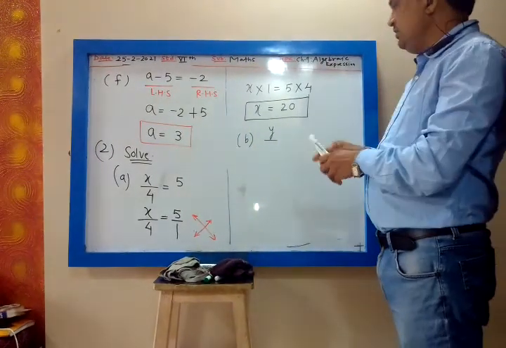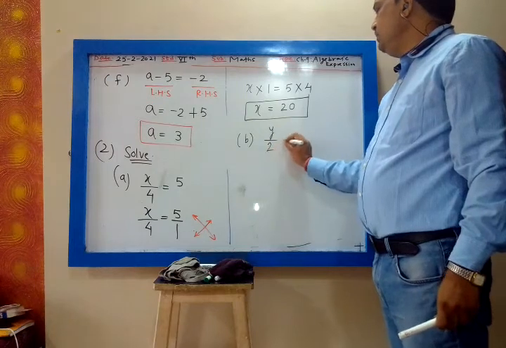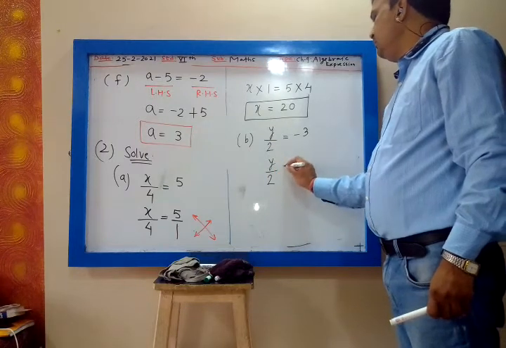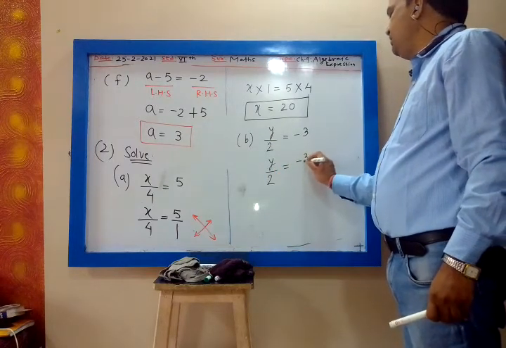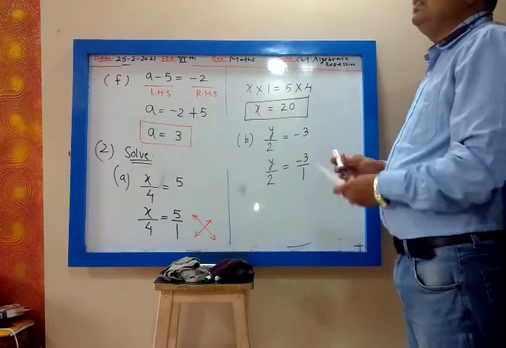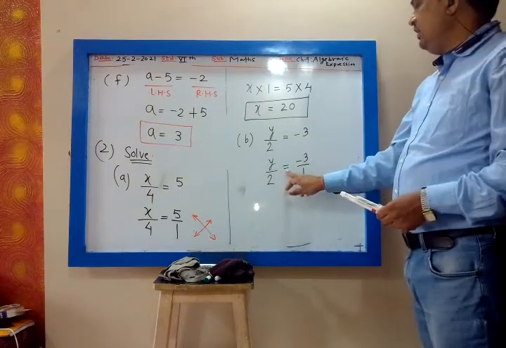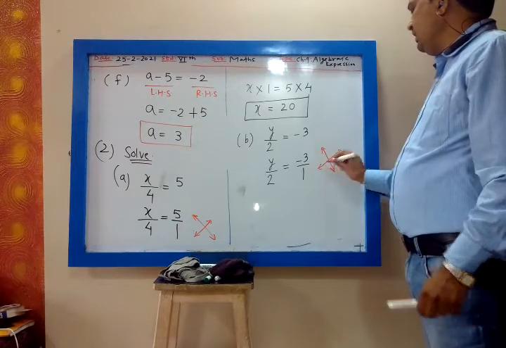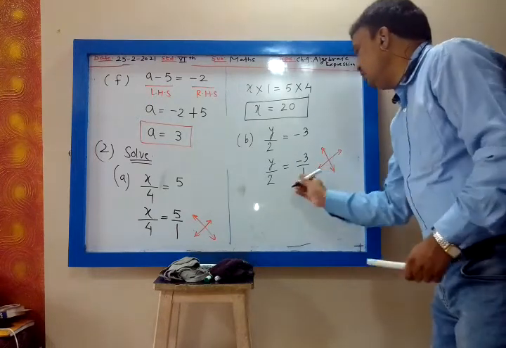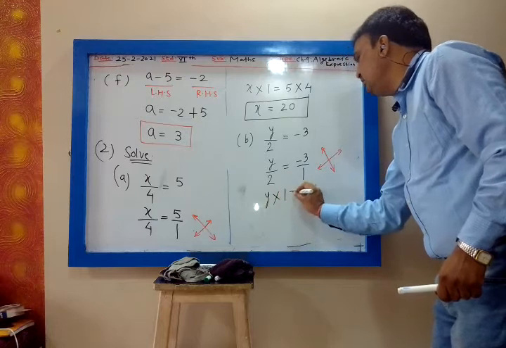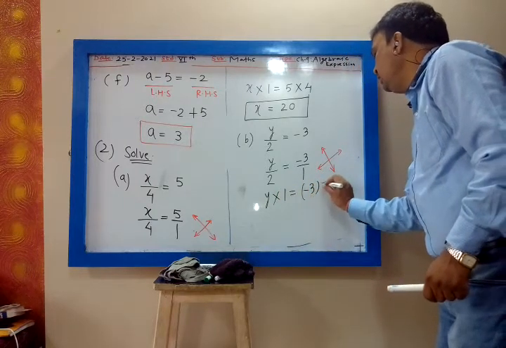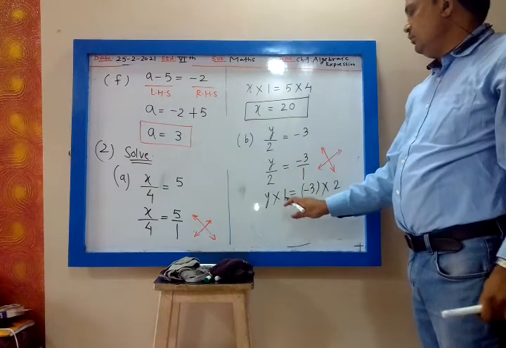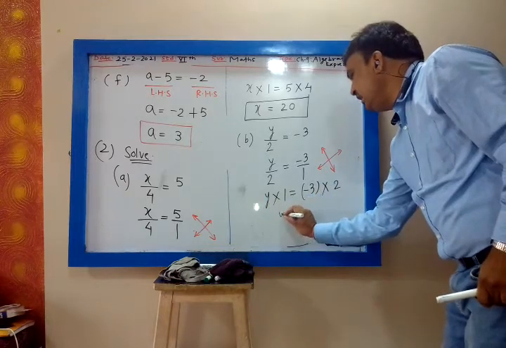Now y upon 2 is equal to minus 3. So y upon 2 is a fraction, but minus 3 is not a fraction. So we write minus 3 upon 1. Now both the left hand side and right hand side are fractions. So whenever there is equality of two fractions, you have to cross multiply. So you will get y into 1 is equal to minus 3 into 2. Any number multiplied with 1 will give you the same number, y.